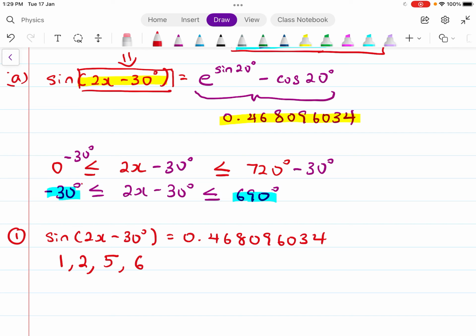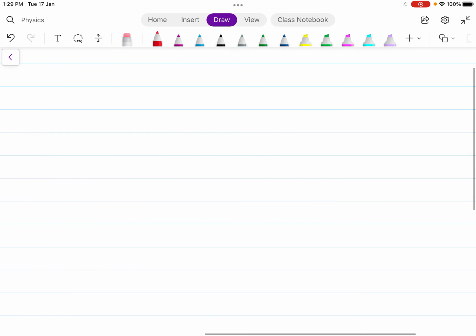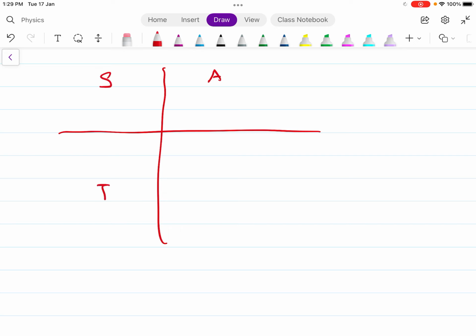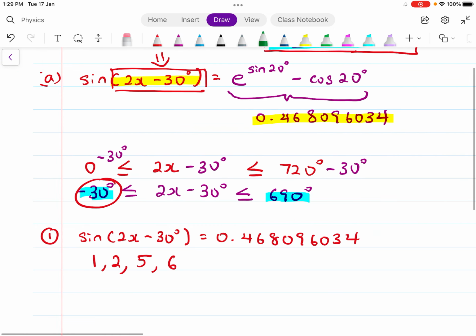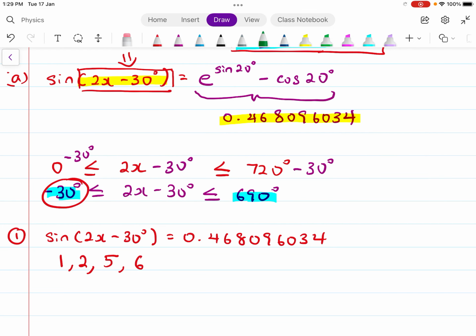Okay, what about the negative 30 degree? Negative 30 degree just means something like this. For example, I draw the ASTC. Normally I rotate in this particular direction, which I call the positive direction. If you see negative, you just rotate in this direction. So now I look at the negative 30. This is in the C territory, in the so-called fourth quadrant, so we are not interested in it. This one we can just ignore. So we are interested only in the first, second, fifth, and sixth quadrant.